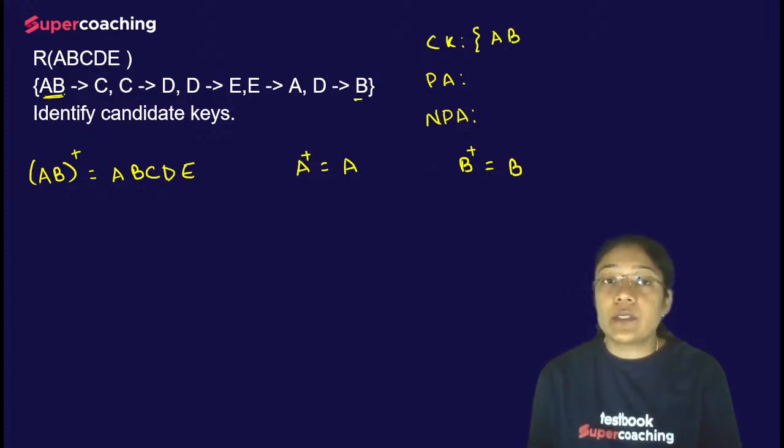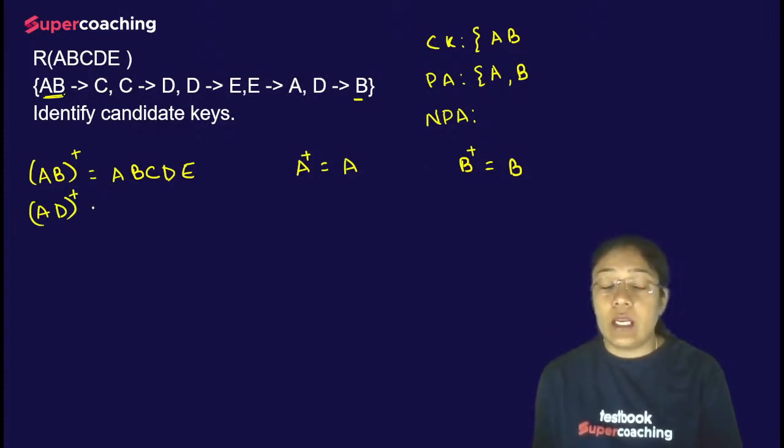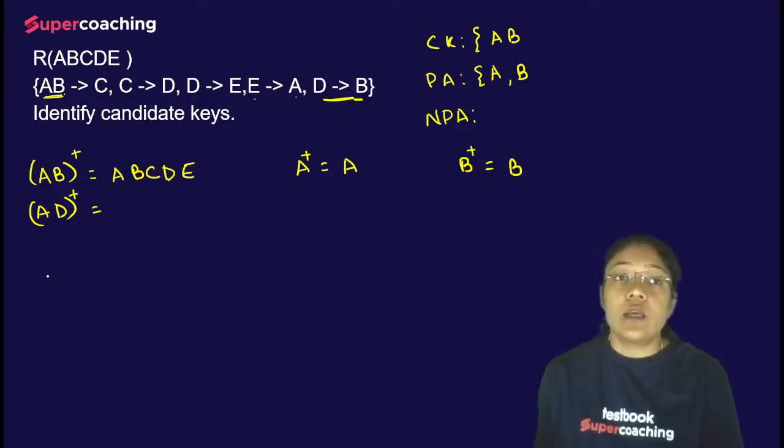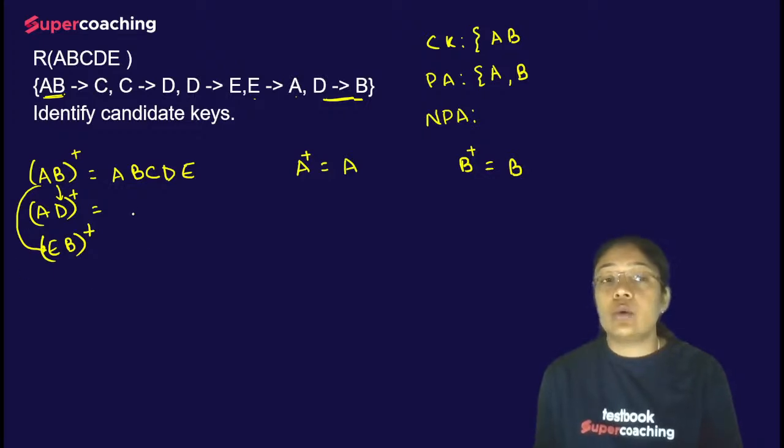Now, B is present on the right hand side. Prime attributes are A and B. B is present on the right hand side of D, so I'll be replacing B with D. AD closure. First I am using this dependency, although you could have replaced A with E. So we'll be getting other options as well, that is EB closure, ED closure, like that.